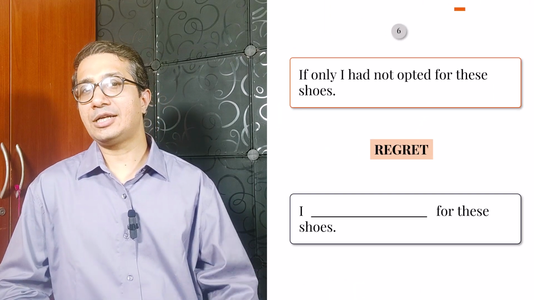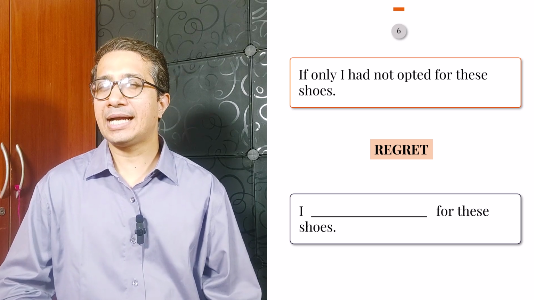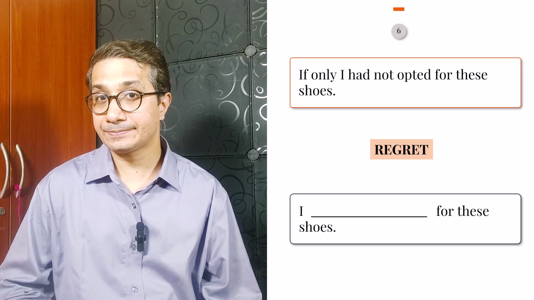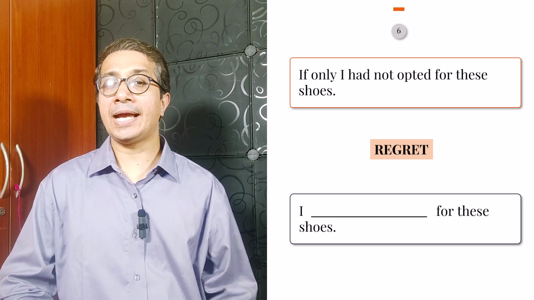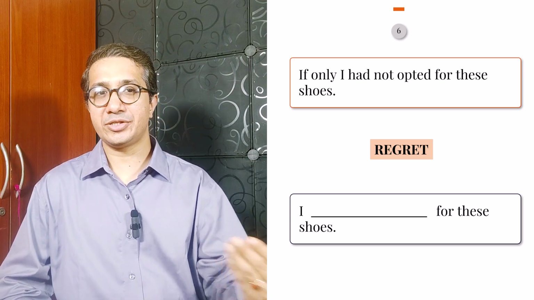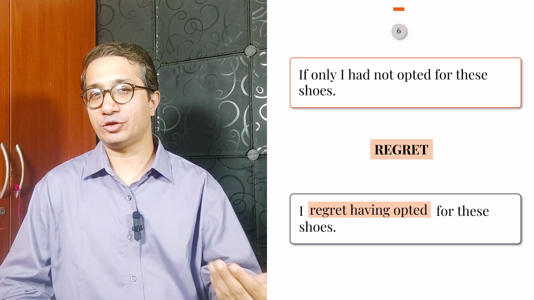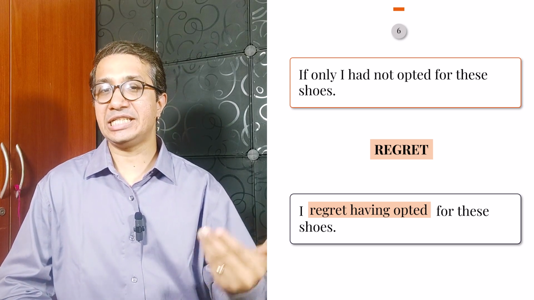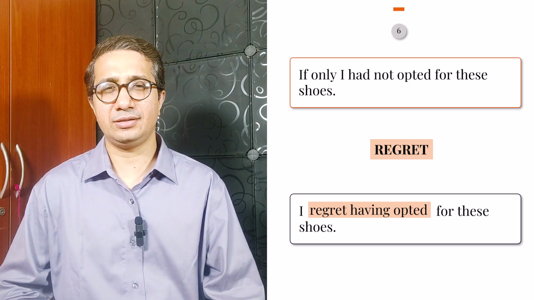And number 6. If only I had not opted for these shoes. The keyword is regret. And the sentence that we need to complete: I for these shoes. Answer: I regret having opted for these shoes. Regret having opted for these shoes. Clear about that? Nice.